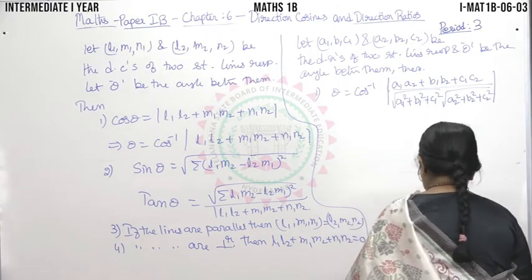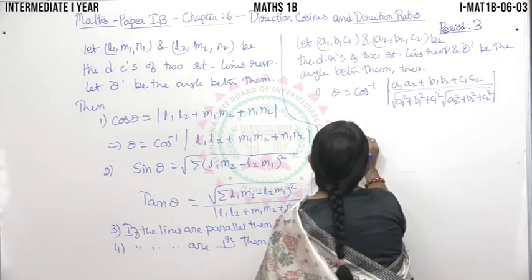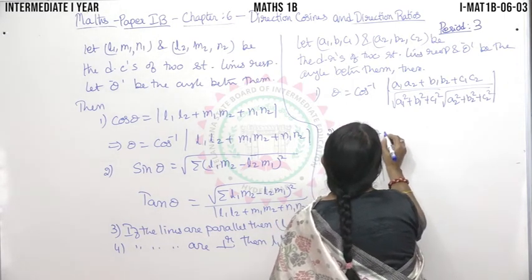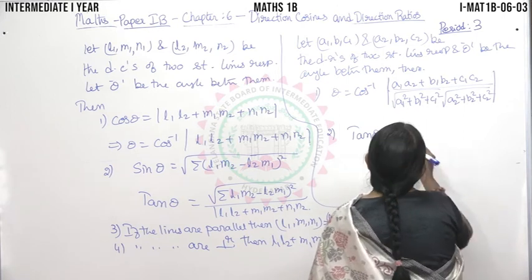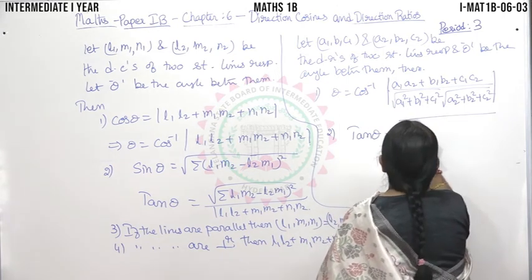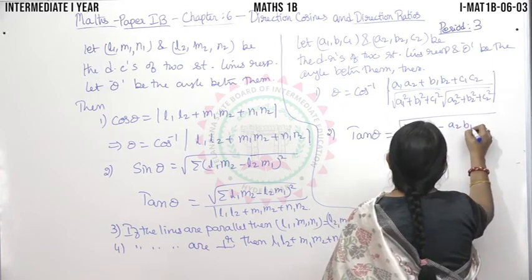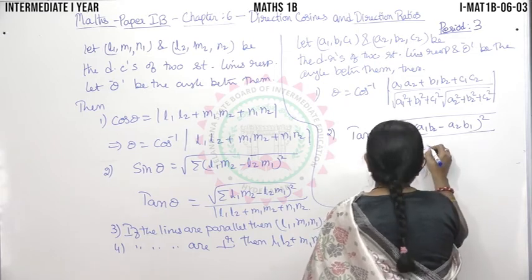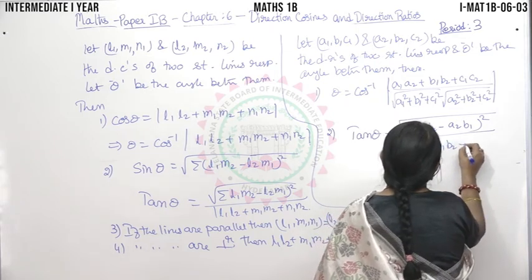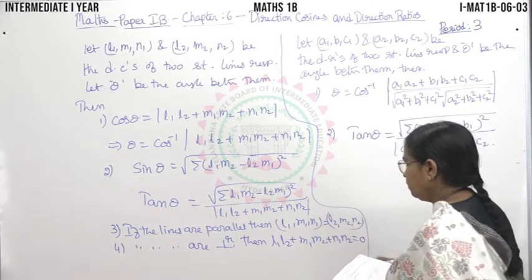Okay, next, the second formula is tan theta. So the sin theta formula is not given. The tan theta formula is given as root of sigma of (A1 B2 minus A2 B1) whole square by mod of A1 A2 plus B1 B2 plus C1 C2. Okay, here it is modulus.